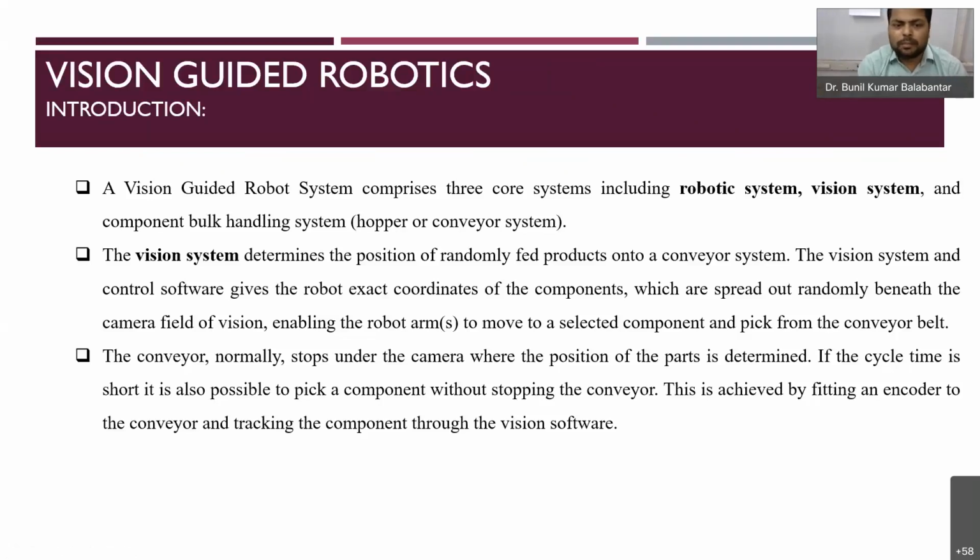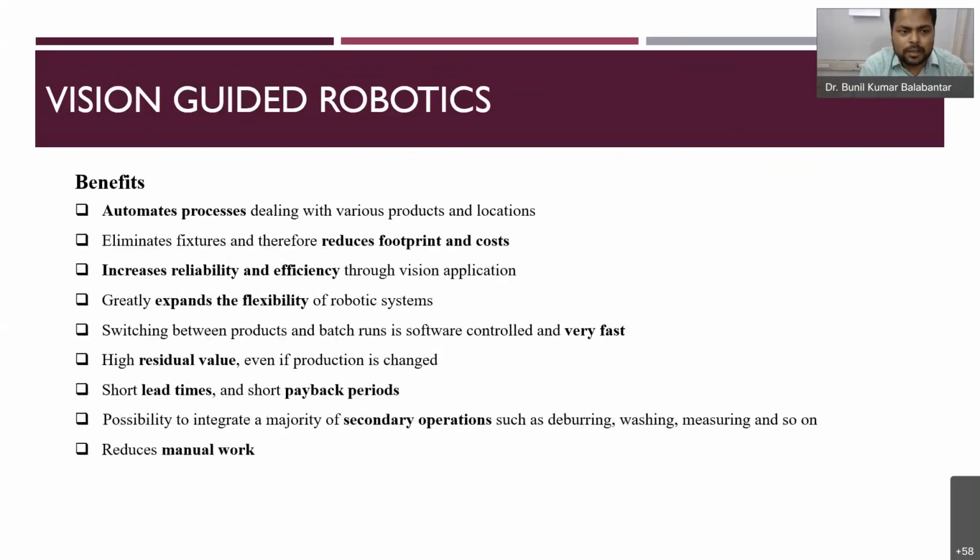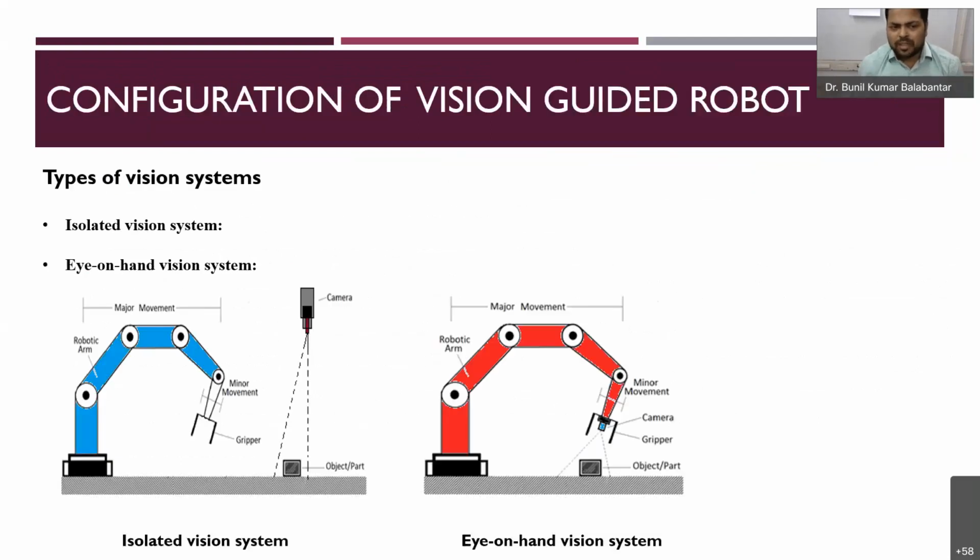Let me go to the diagram so that you can understand the scenario and how it goes ahead with a particular task. There are 2 scenarios where we can think of adding vision to a robot: an isolated vision system, and an eye on hand vision system. In the isolated vision system, the robot is separately present, and the vision system, the camera or vision sensor, is a separate system. They have to be integrated in such a manner that they do the task simultaneously.